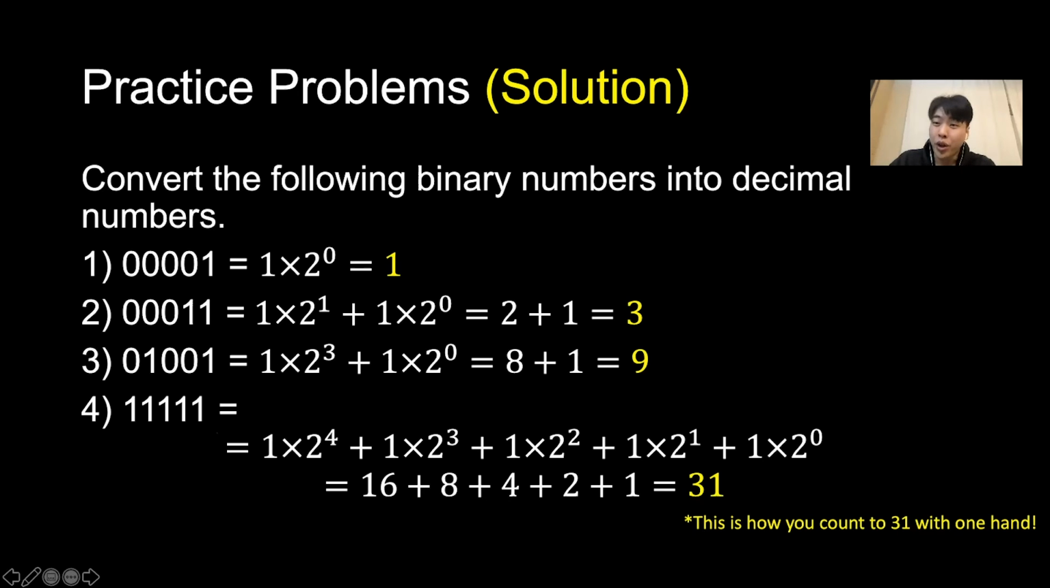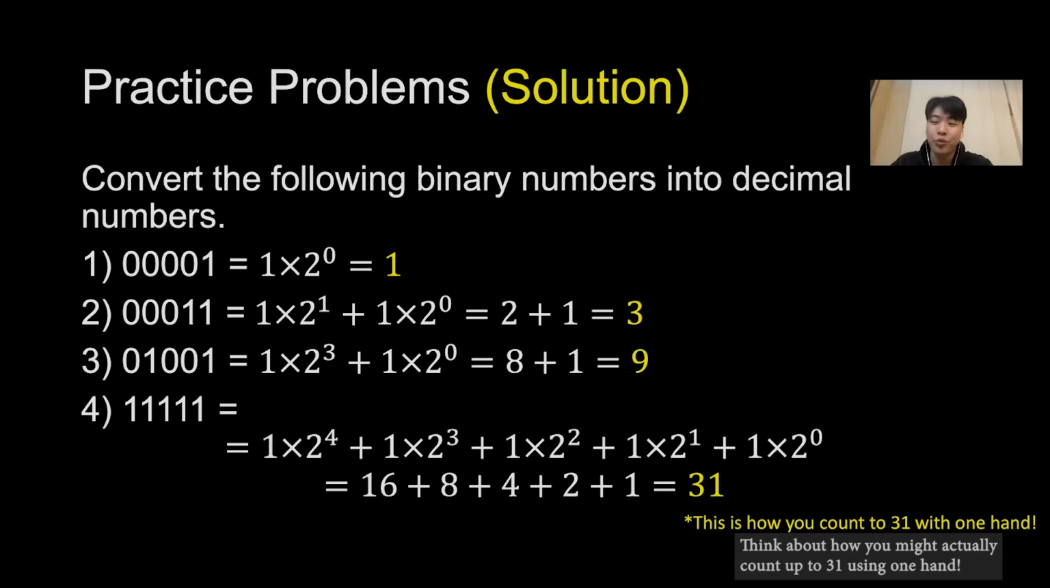Now, what about 1, 1, 1, 1, 1? This is 31 because all of them are on. So 16 is on, 8 is on, 4 is on, 2 is on, 1 is on, and 31 is the value. And guess what? That is how many numbers you can count with one hand.